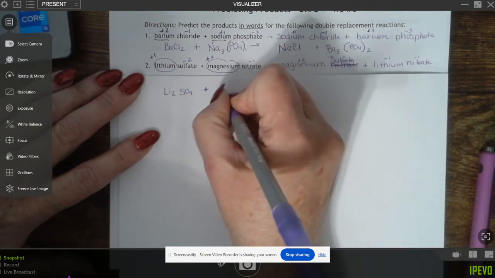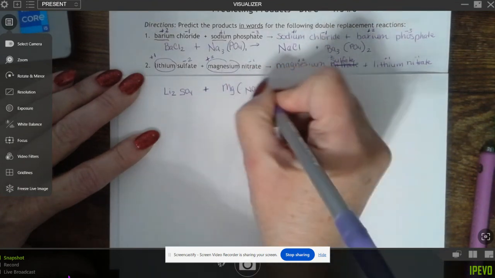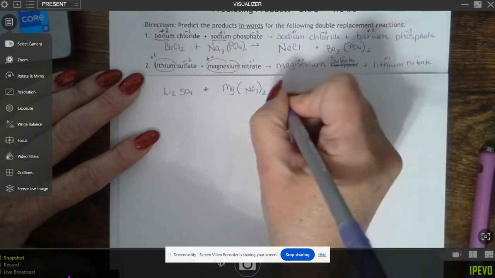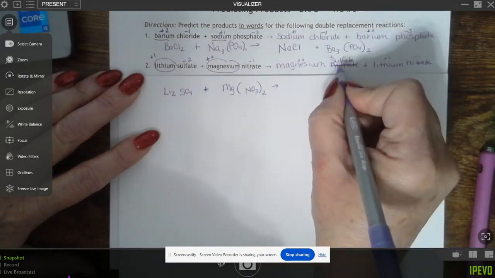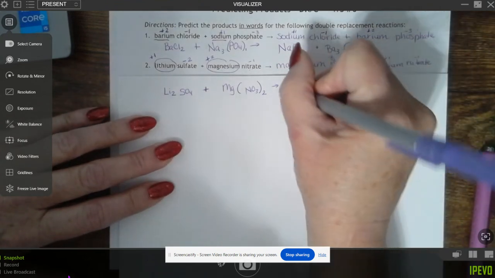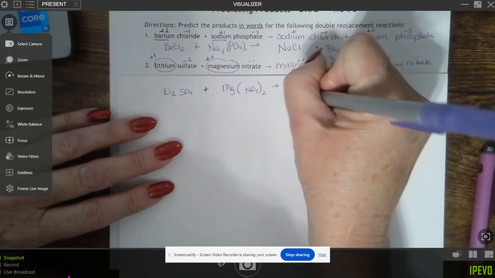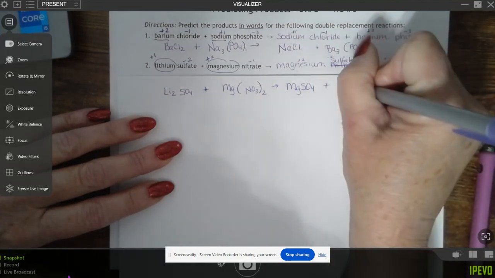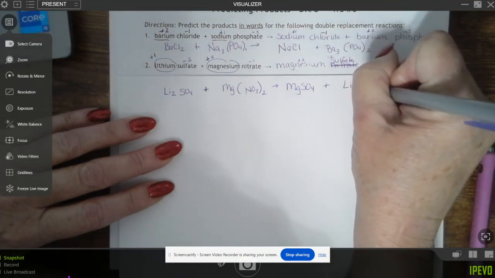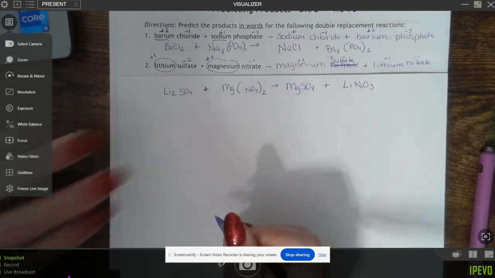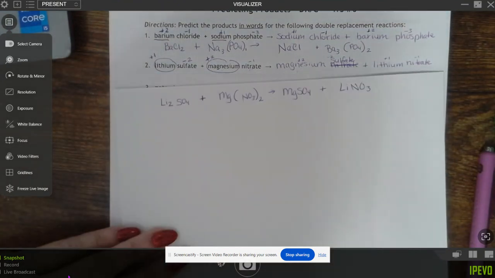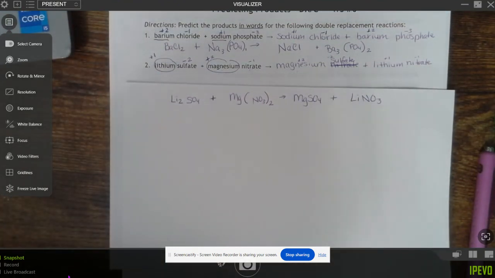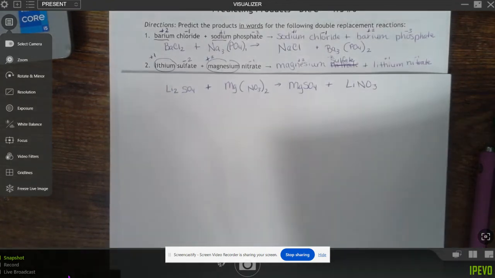plus Mg(NO3)2 produces, now magnesium and sulfate are both 2, so those cancel out. So MgSO4 plus lithium nitrate, LiNO3. Now, I did not balance the first one, and then I realized we should probably balance these because these are really good practice for balancing.